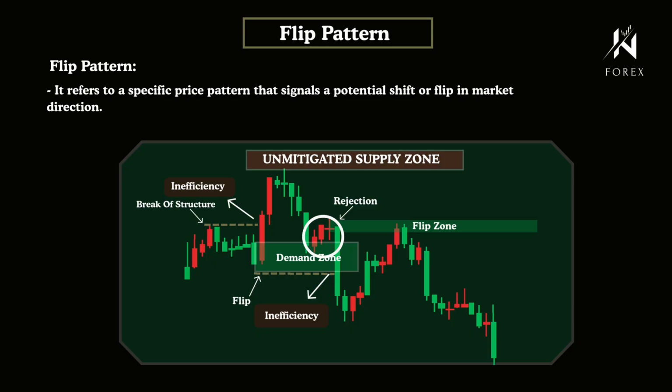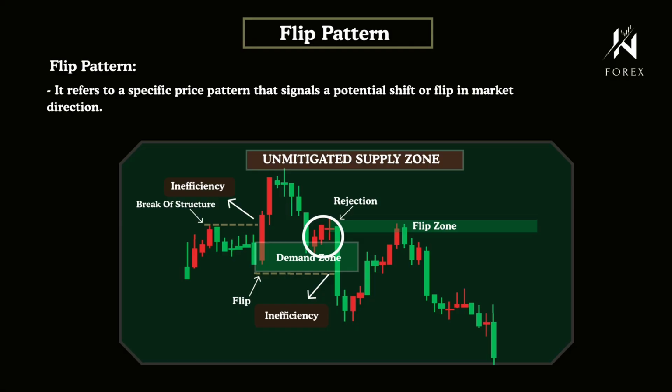Demand flips to supply, a bullish to bearish reversal. Price reacts to a demand zone, showing an initial bounce. Selling pressure builds, and price breaks below the demand zone. This zone now acts as a resistance or supply zone. On the retest, institutional traders may enter short positions, anticipating further downside.